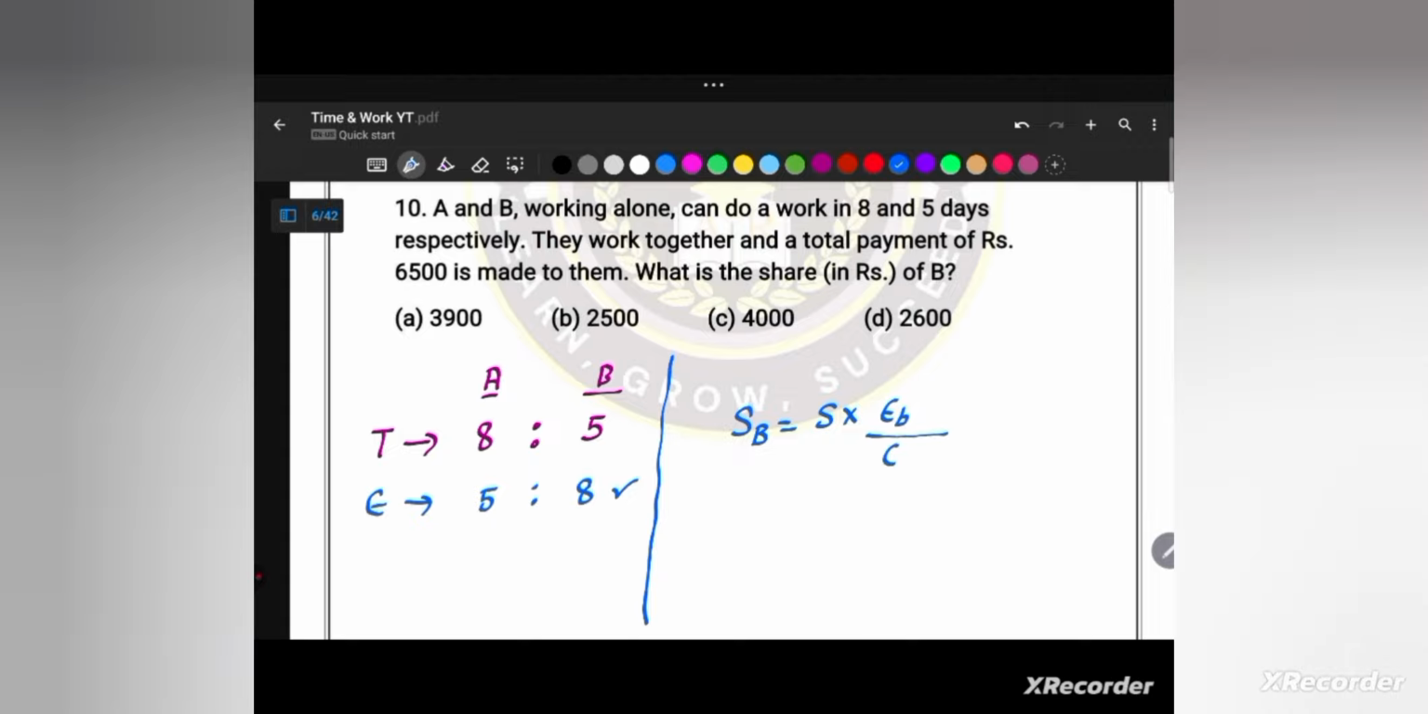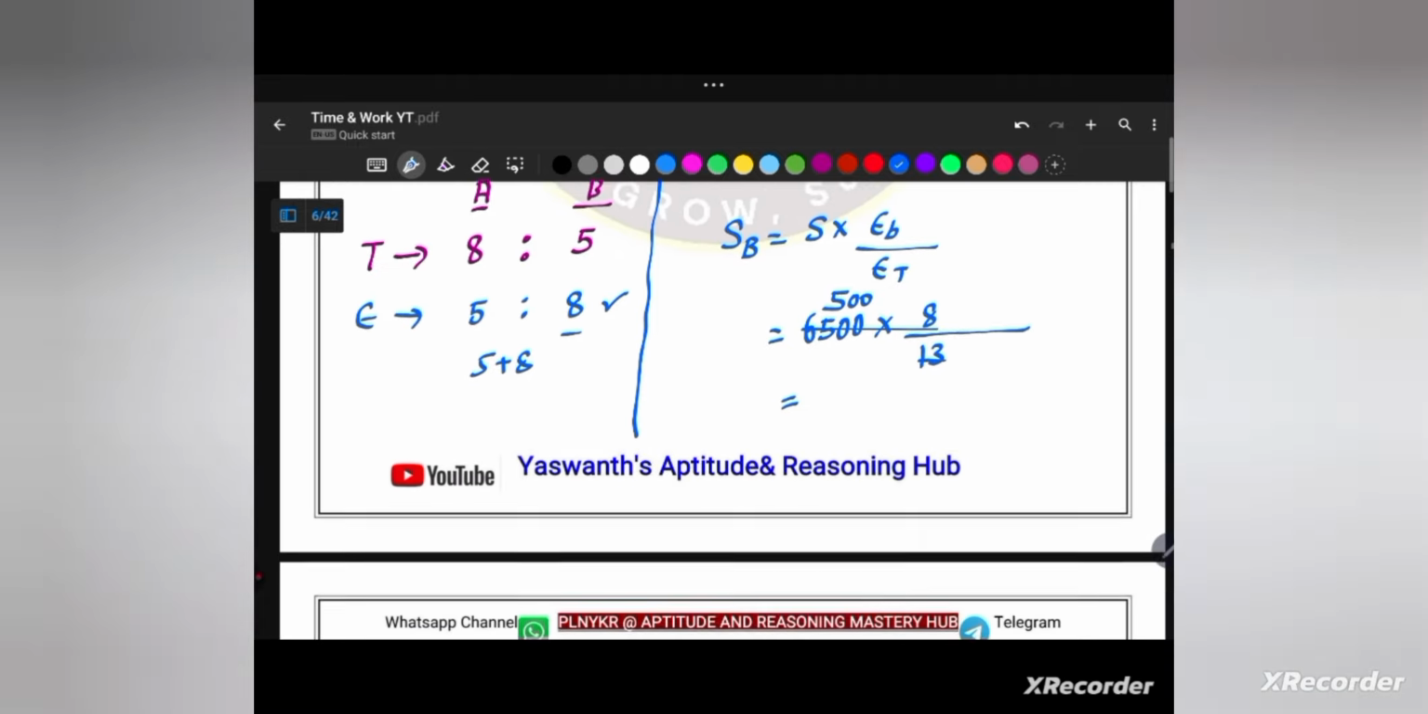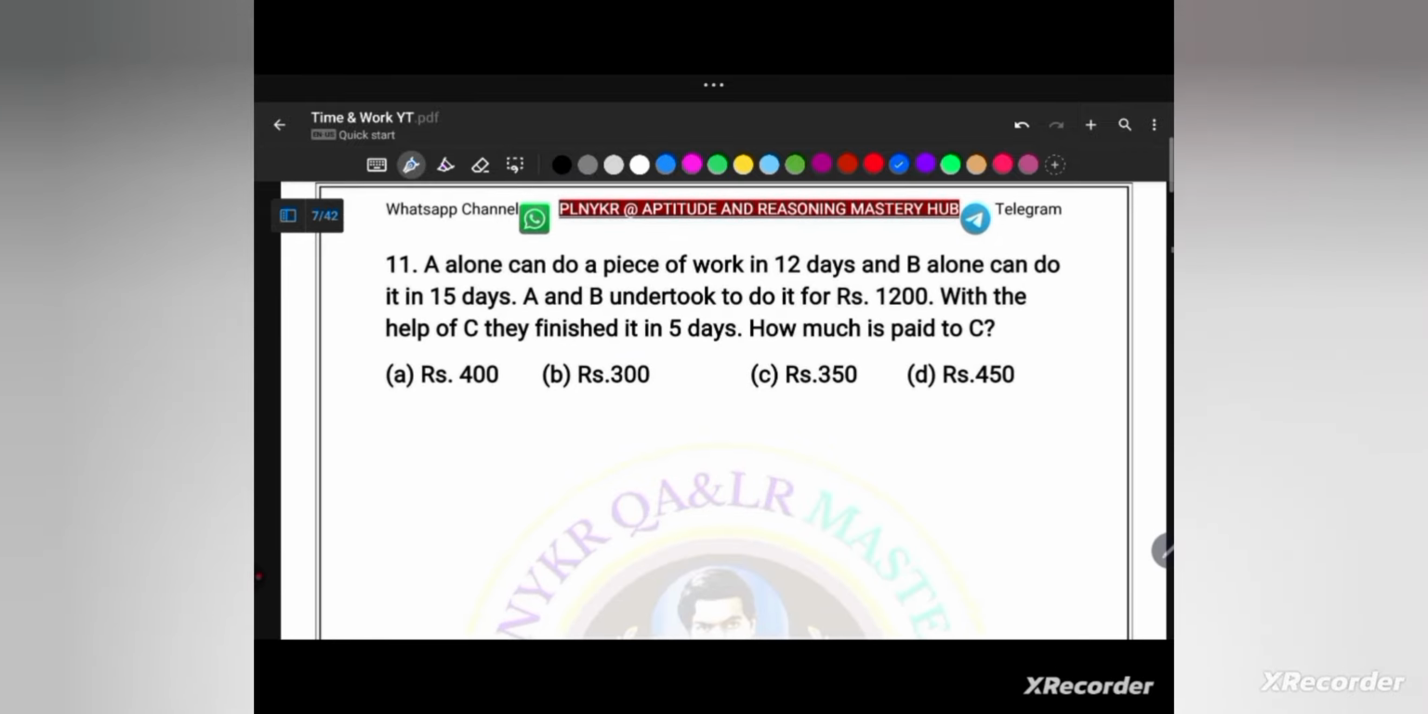As per the question, the total share is 6,500. The efficiency of B is 8 parts. Total efficiency means 5 plus 8, which is 13. So 13 ones, 13 fives is 500. 500 into 8 will be 4,000. We can mark option C. Clear? The next question.